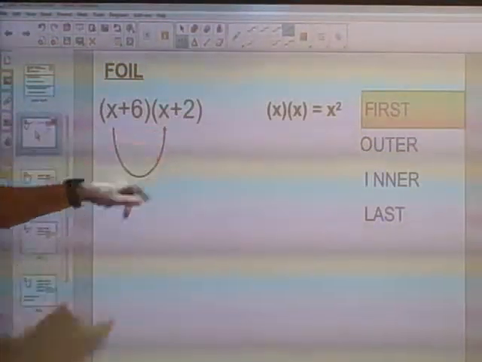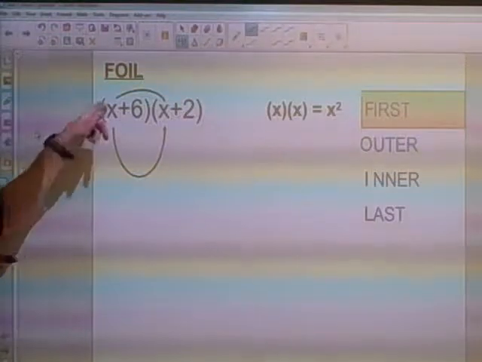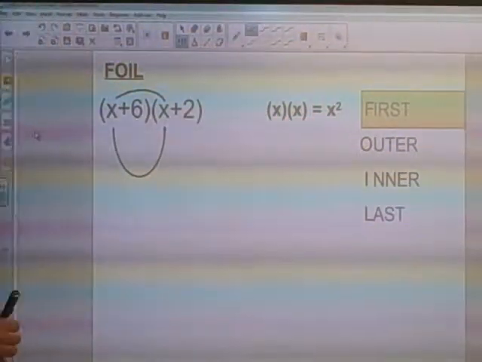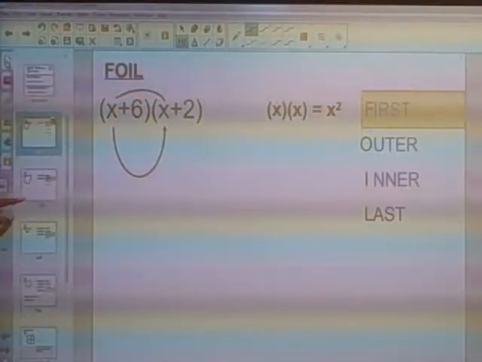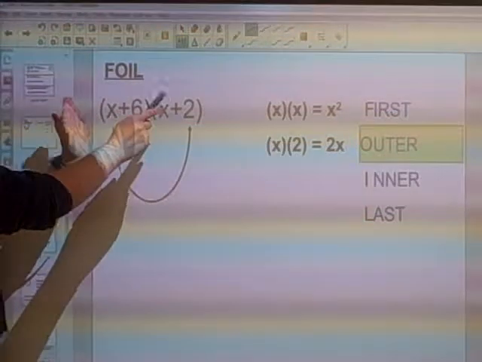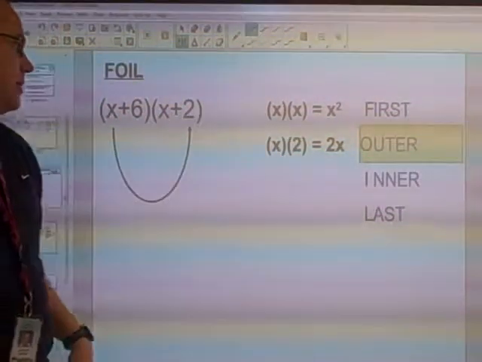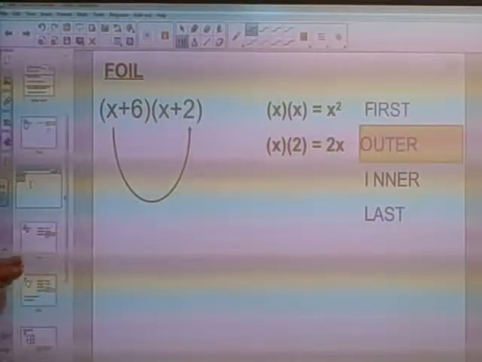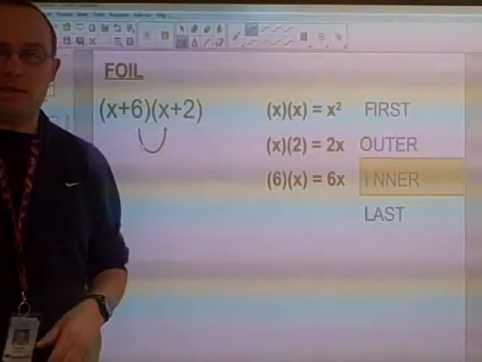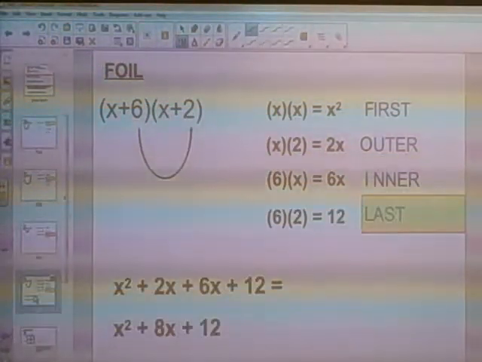So I like to draw arrows on this, and normally if I'm drawing this, I go across the top here. So I multiply the first term in each one together, so x times x, which gives you x squared. Now I broke this up so you can see easier what's happening here. When I go to the outer term, I multiply the outside terms together, so x times 2, which is 2x. Now the inside terms are these 2 terms here, so when I multiply those together, 6 times x is 6x, and then the last term in each set of parentheses, 6 times 2, is your last terms.